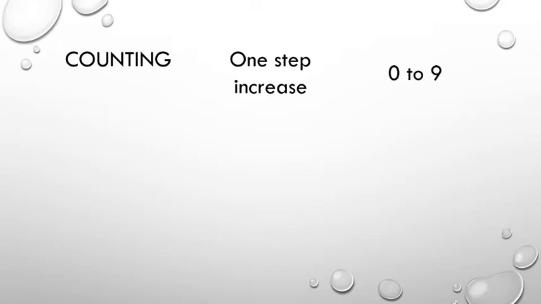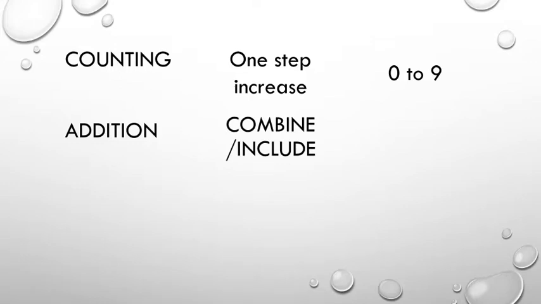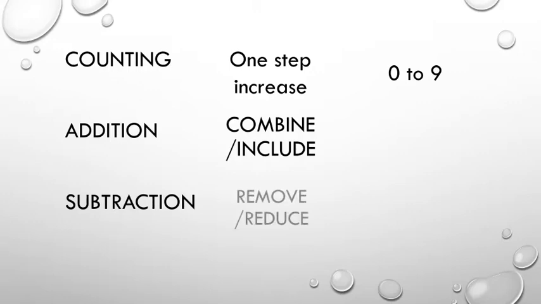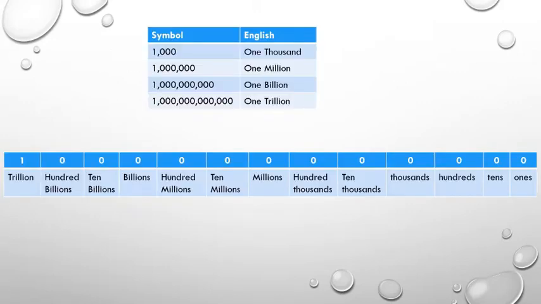Basically, for today, the summary is this. We learned about counting, and that counting is one step increase, and it basically is a rotation from 0 to 9. So from 0 to 9, then afterwards it will become 10 to 11. So basically it involves all of these digits only. Then addition is basically when you combine or include two things, and subtraction is when you remove or reduce one thing from another.